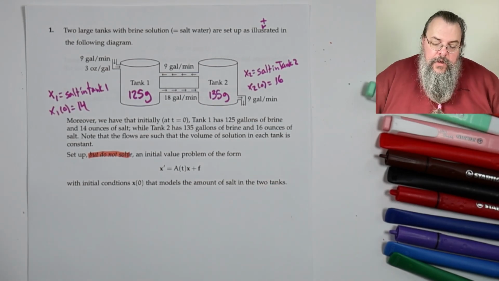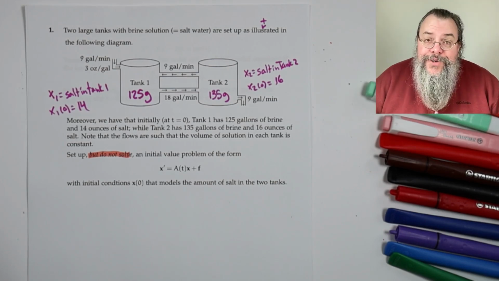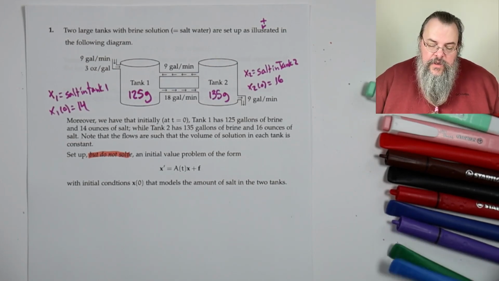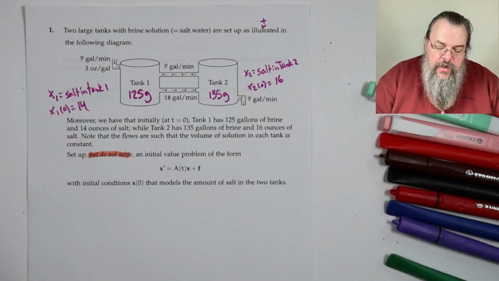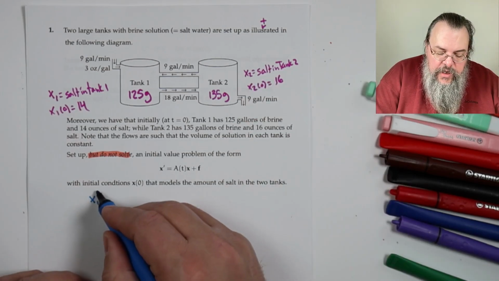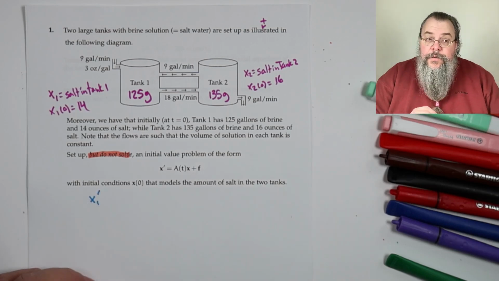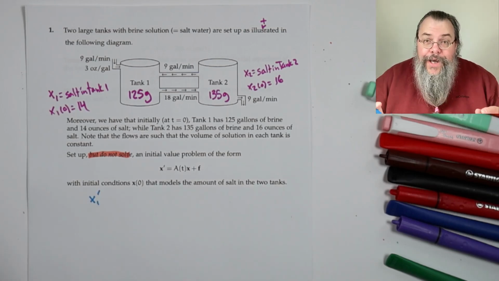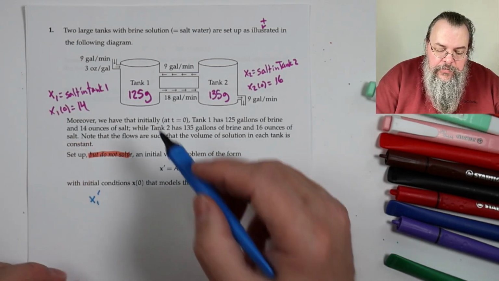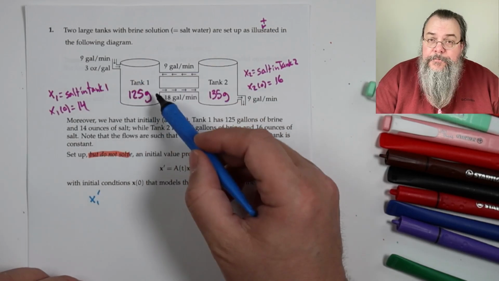All right, well, let's think about what's going on. We know what x1 and x2 are, so we can start by asking, what's going on with the change in x1, which is another way of saying x1 prime? How is the salt changing? Well, what can we see? There's salt that comes in.